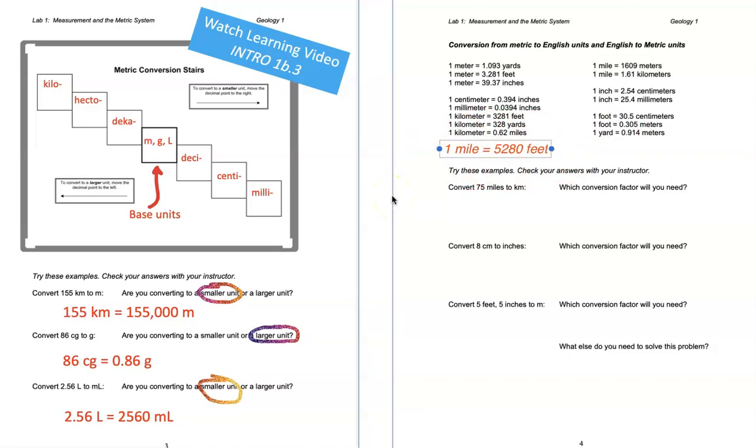1 mile equals 5,280 feet. And that is something that you're going to need to know for the homework part of this exercise. I believe it's on page 8. So it doesn't really fit with the rest of these, but this is something that you do need to know.